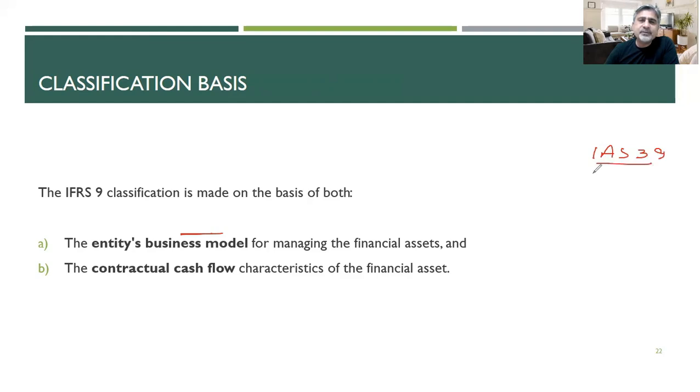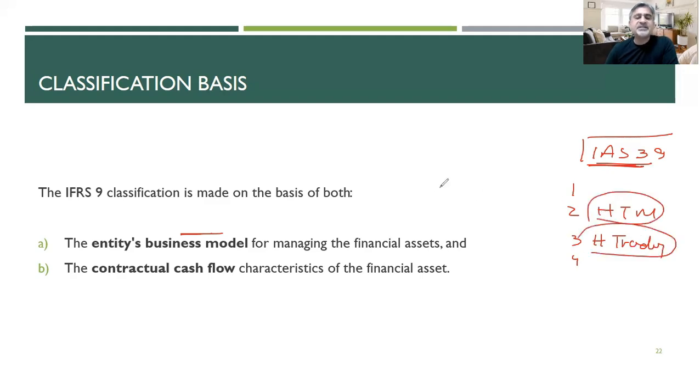Now, this is where I said that if you remember IAS 39, some of this information you need to apply in IFRS 9 as well. And that's why I explained it here. There were four of them. One was called HTM, which is held to maturity, and one was held for trading. So this will tell you your business model. Business model means that when an entity purchases or becomes party to that financial instrument, what are their intentions?